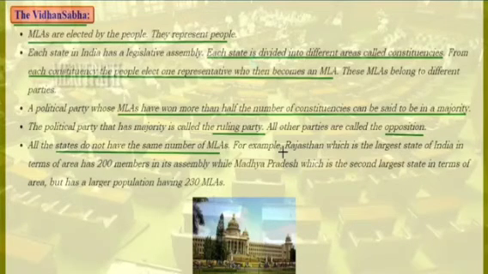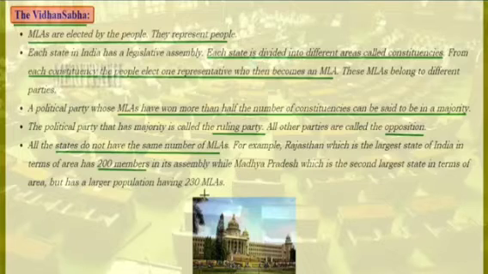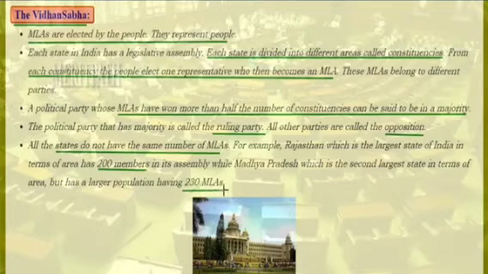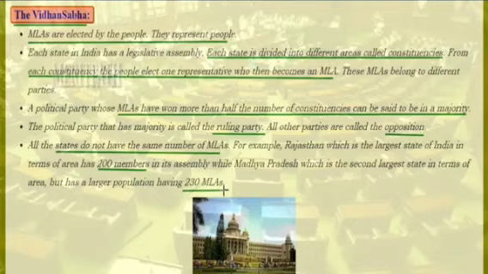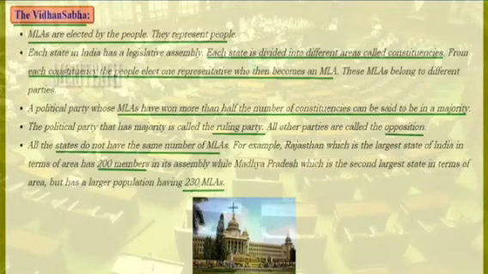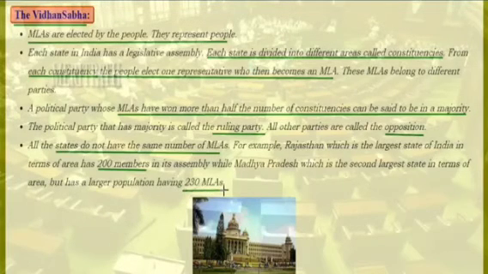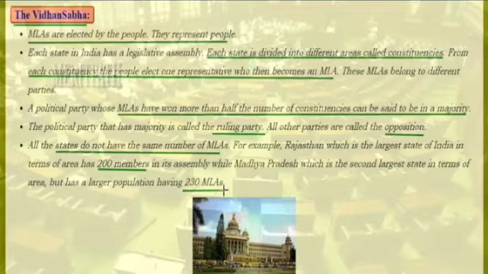So he belongs to the ruling party and Congress is the opposition party. And all the states in India do not have the same number of MLAs. For example, Rajasthan is the largest state of India in terms of area. Its assembly has 200 members.